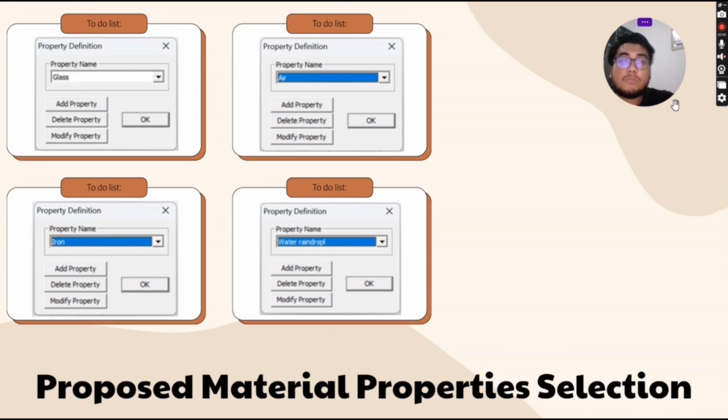Okay, first we choose glass for our property because it is the core of our glass insulators. And then second, we choose air property because of all the condition testing, which is wet, dry, pollution, and salted water. After that, we have an iron property. It is chosen because of the weather sheds of the suspension insulator. And finally, the water raindrop property is chosen to simulate the wet situations.